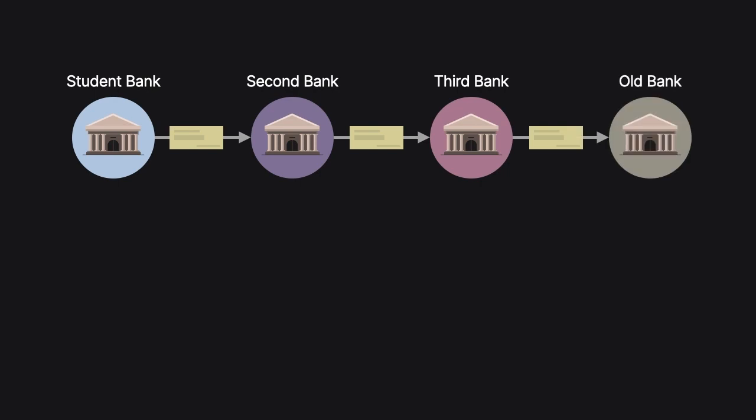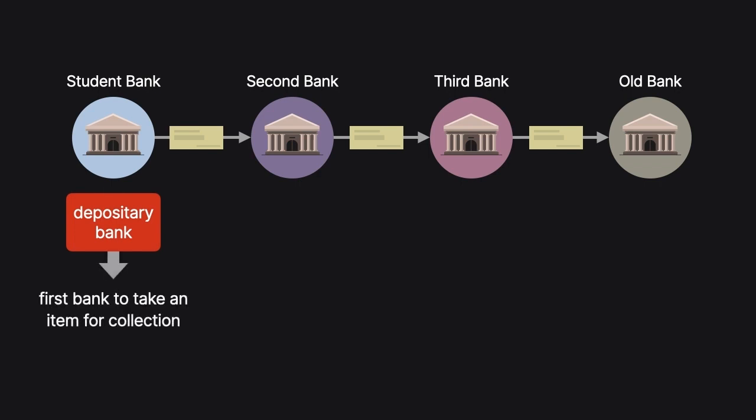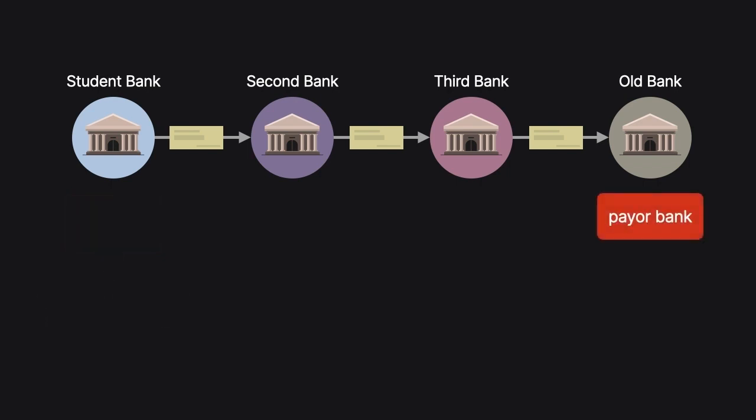Bank for payment. Here, Student Bank was the depositary bank. The depositary bank is the first bank to take an item for collection. Old Bank was the payer bank. The payer bank, also called the drawee, is the bank that a draft orders or instructs to make payment.